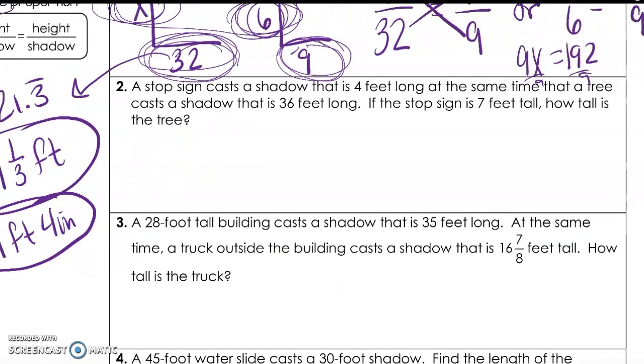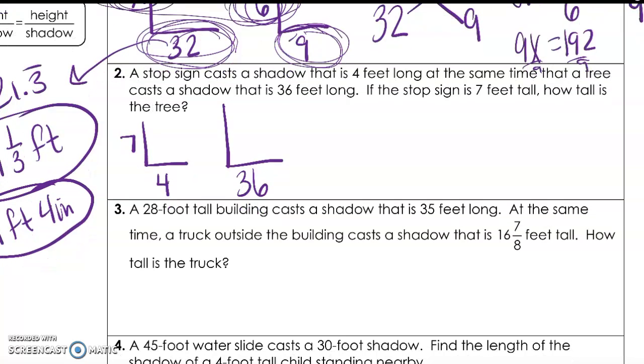So number 2, we have a stop sign with a shadow. The shadow is 4 feet long. A tree has a shadow that's 36 feet long. The stop sign, so back to that picture, is 7 feet tall. How tall is the tree means my x goes over there. So again, it is up to you if you want to use 7 and 4 or if you want to use 7 and x. I'm personally going to use 7 and x.